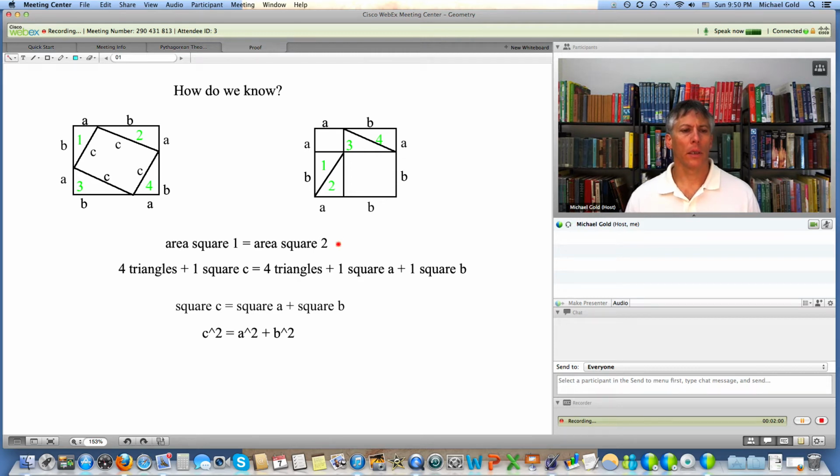Now, the Chinese went on to divide the squares up into different parts. On the left, we have 4 triangles, which I've numbered 1 through 4 in green, and we've got a square that's c by c. On the right, we've got the square of the same area, and we've divided this into parts also, but notice we have a smaller square that's a by a, and a smaller square b by b. And we have 4 triangles.